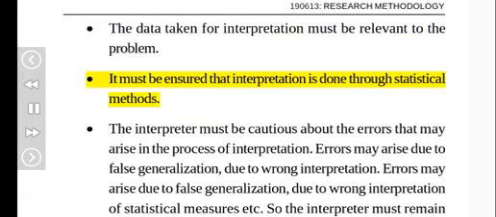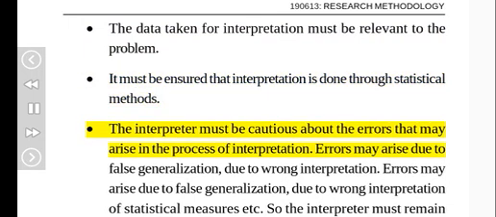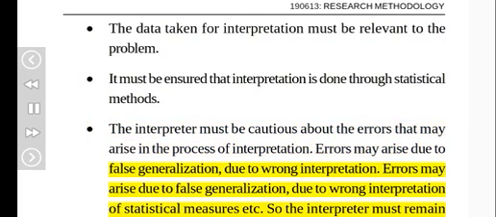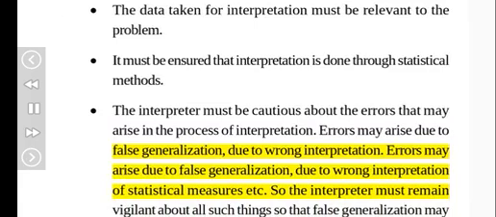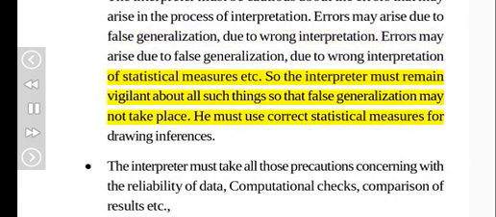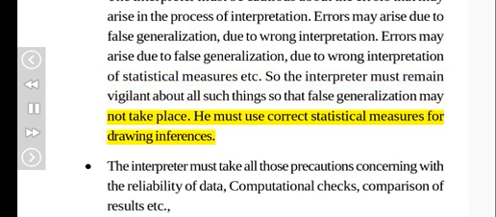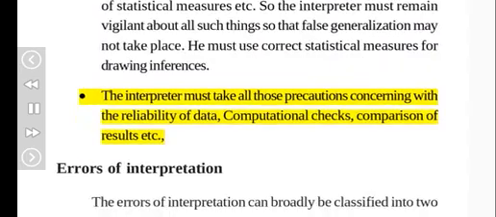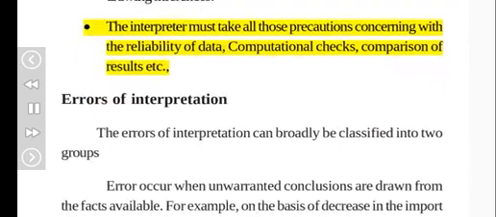It must be ensured that interpretation is done through statistical methods. The interpreter must be cautious about the errors that may arise in the process of interpretation. Errors may arise due to false generalization, due to wrong interpretation of statistical measures, etc. So the interpreter must remain vigilant about all such things so that false generalization may not take place. He must use correct statistical measures for drawing inferences. The interpreter must take all those precautions concerning the reliability of data, computational checks, comparison of results, etc.